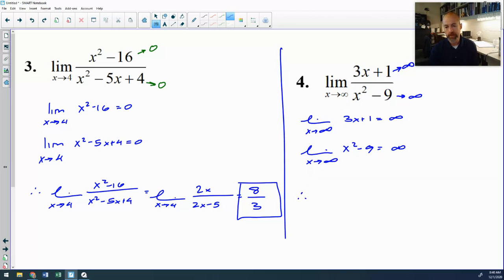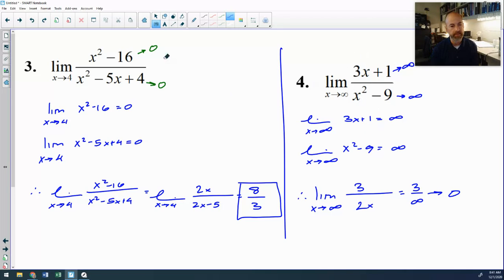Then I can say that my answer to this limit is the same thing as the limit as x goes to infinity of their derivatives. And so the derivative of 3x plus 1 is 3. Derivative of x squared minus 9 is 2x. Plug infinity into that. We have 3 divided by 2 times infinity, and 3 over infinity will approach 0. And in this case, L'Hopital's rule did work, and it saves you if you forgot those degree rules for the bottom degree being larger than the top.